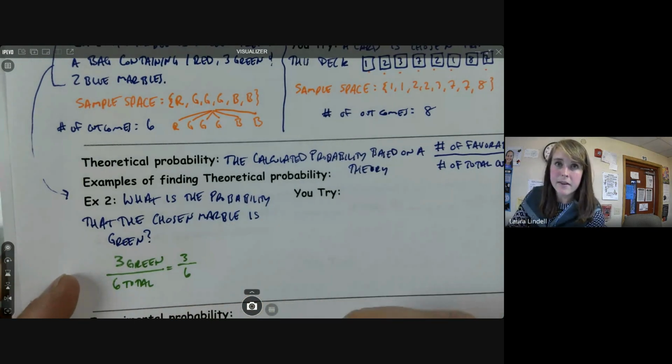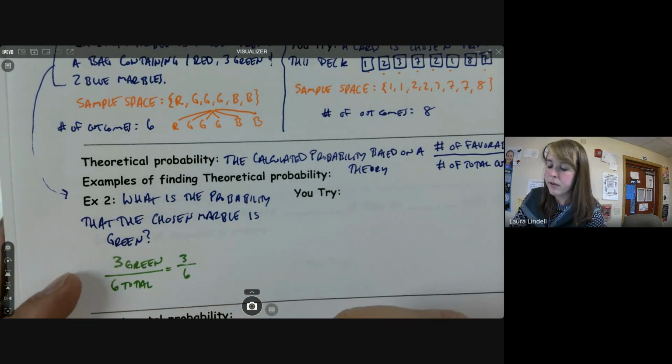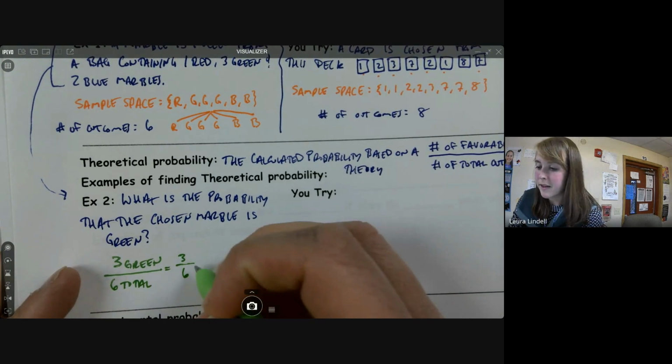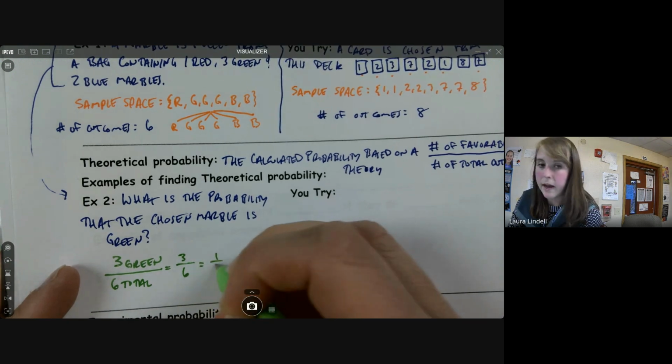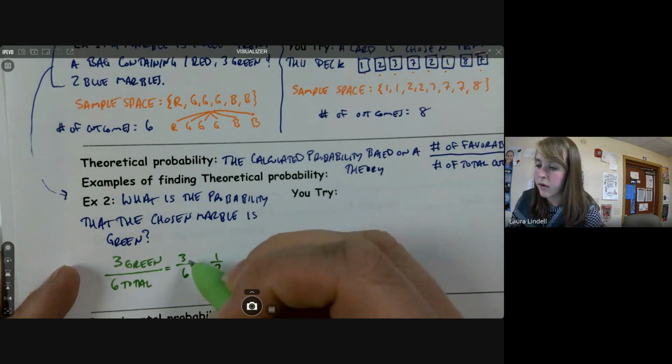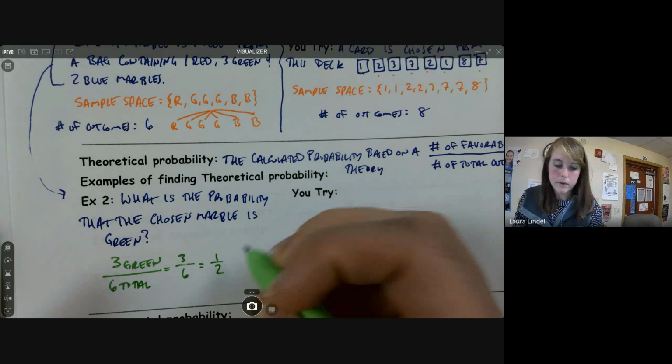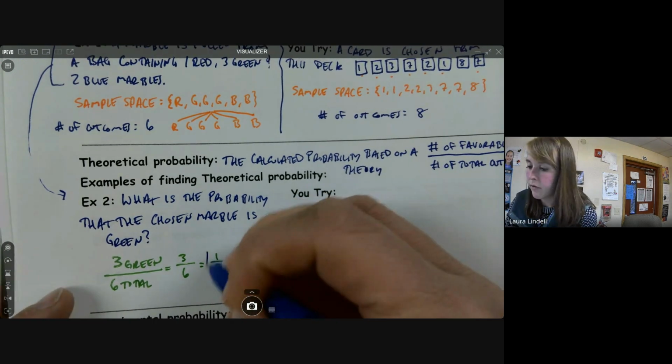But when we have fractions that can reduce nicely, we should reduce them. These are both divisible by 3. 3 over 6 is the same as saying 1/2, because 3 divided by 3 is 1, and 6 divided by 3 is 2. So our probability is 1/2, or 1 out of 2.